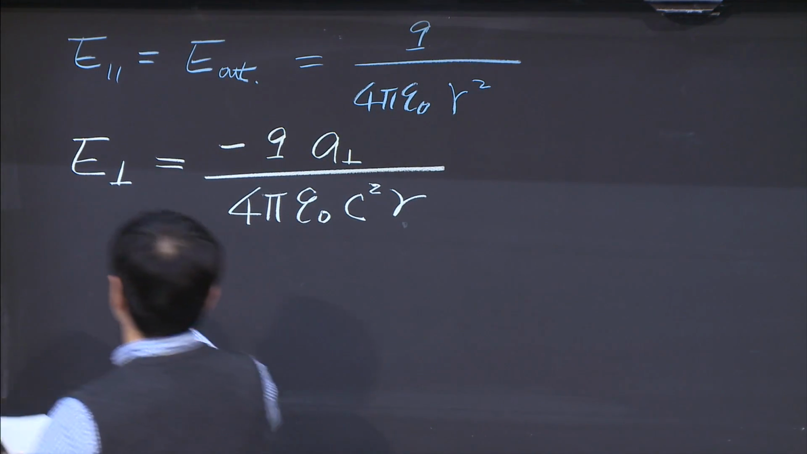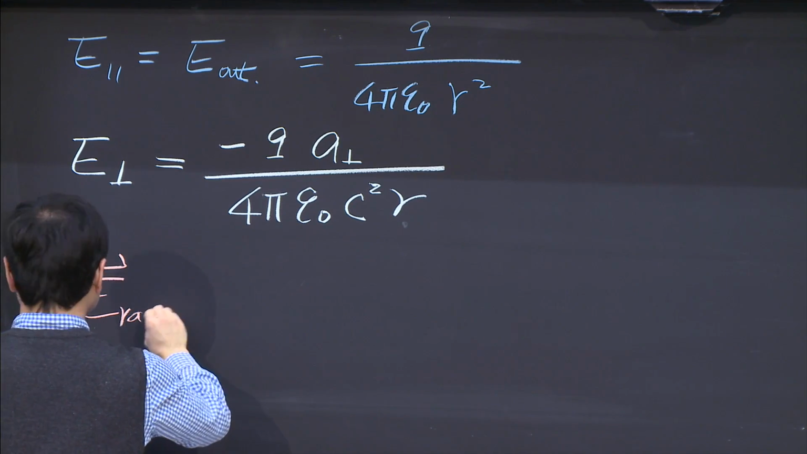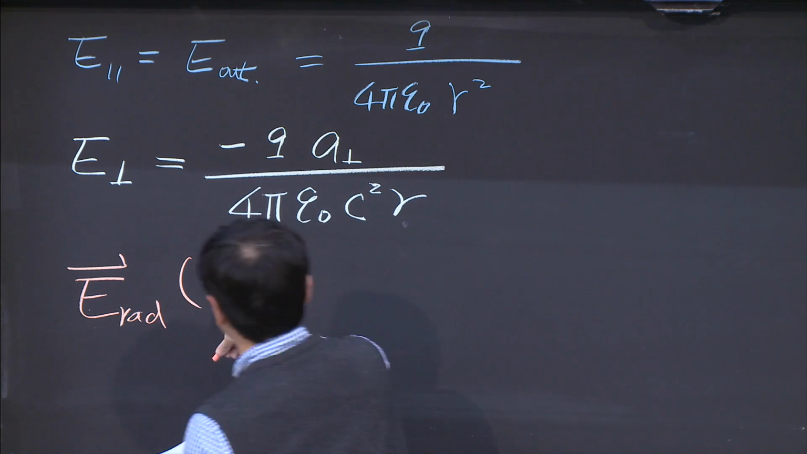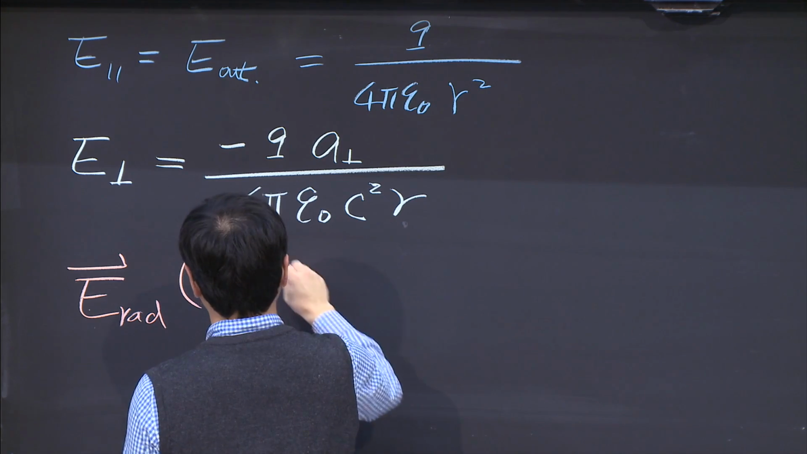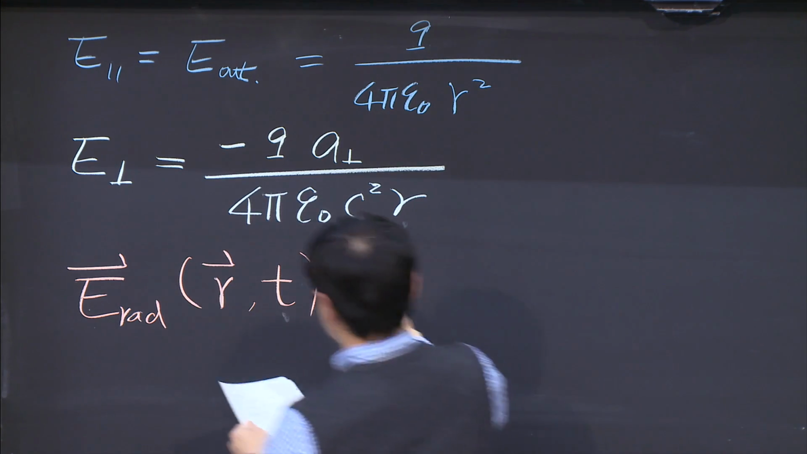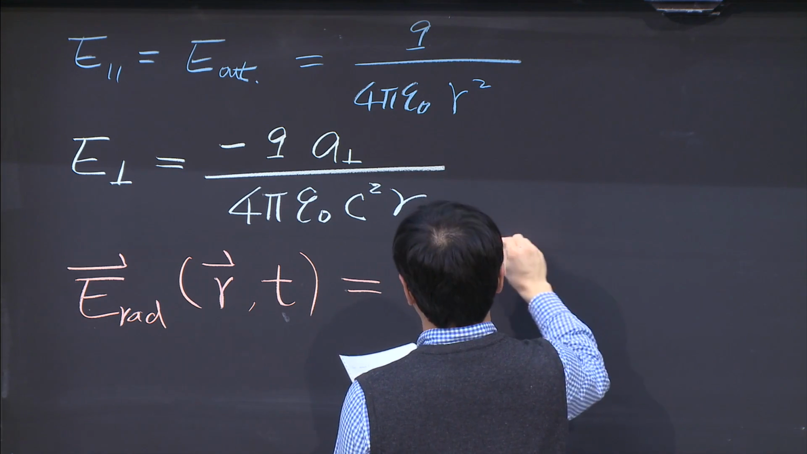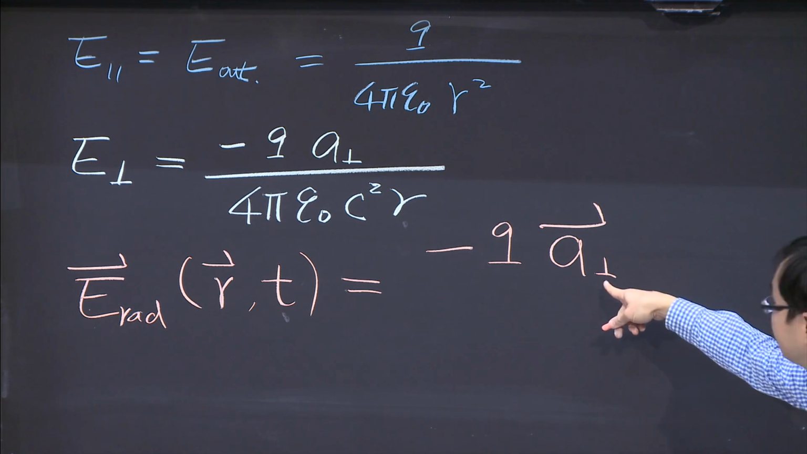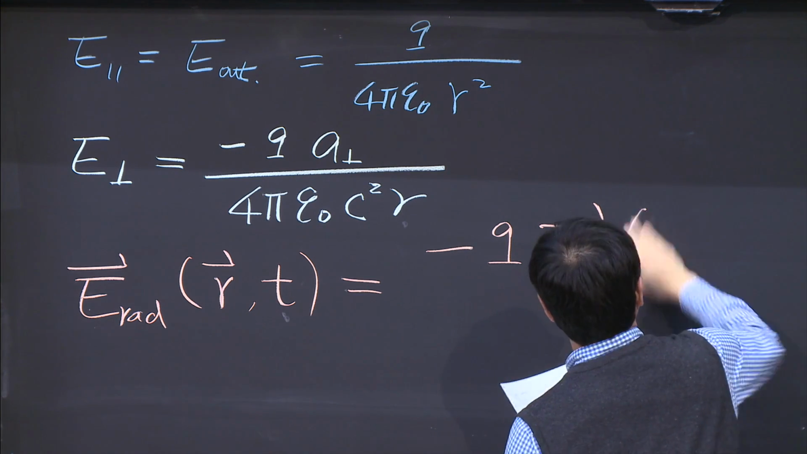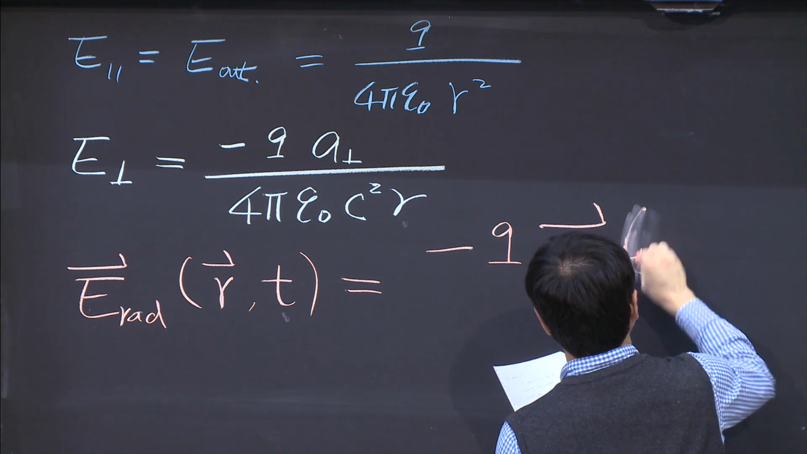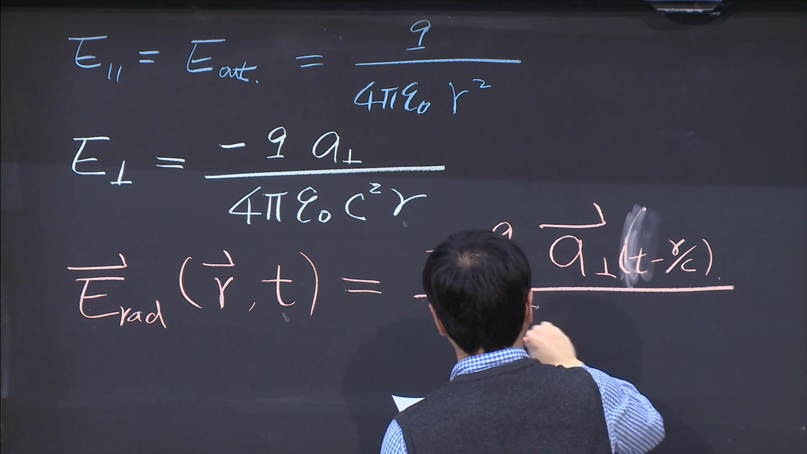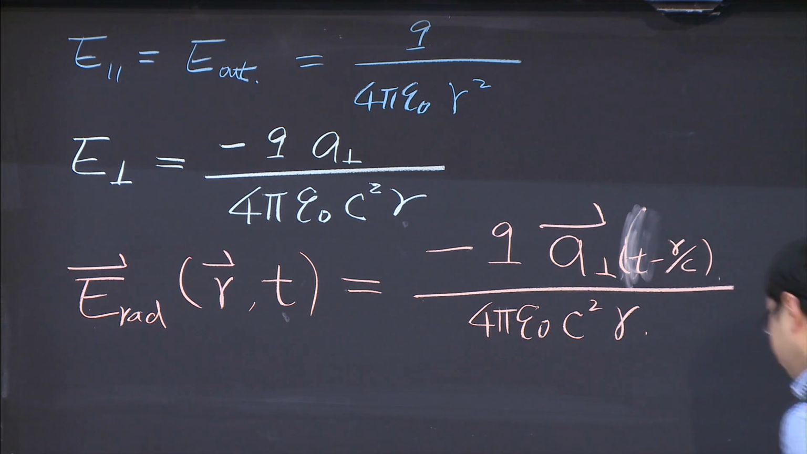Okay? So what we can conclude is that the radiated electric field, E rad, is a function of direction and time. Based on this exercise, this will become minus Q A, where A is a vector, but now I only take the perpendicular direction. And this is evaluated at T minus R over C, divided by 4 pi epsilon 0 C squared R. Okay? Let's take a look at this formula closely together.